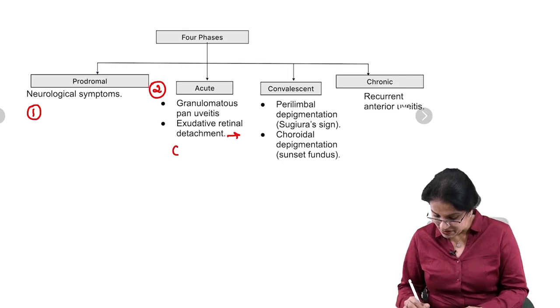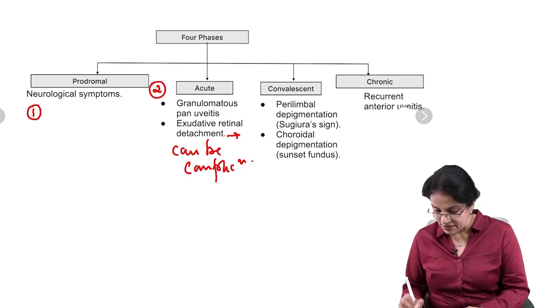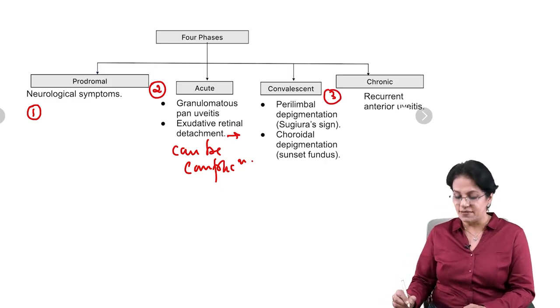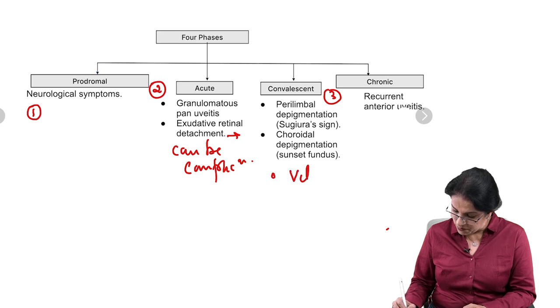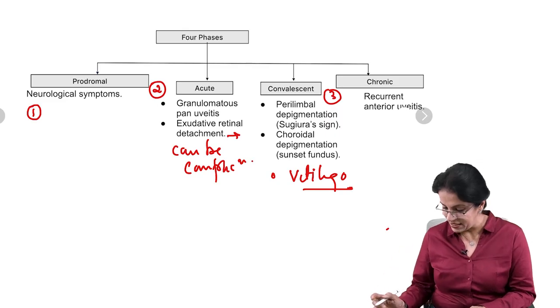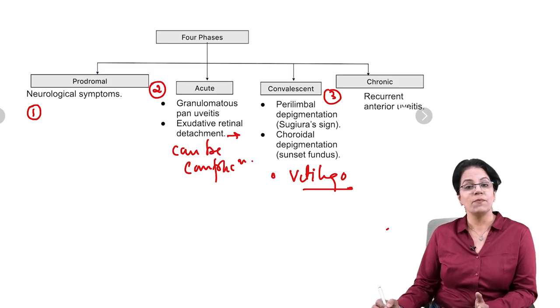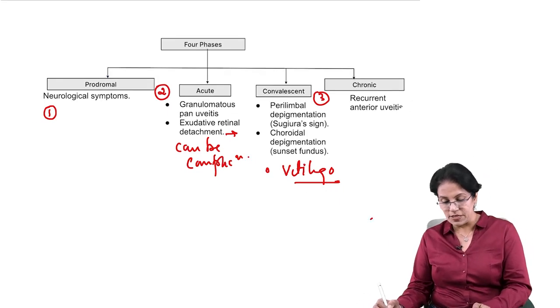It can be a complication. It's not like every time you're having it, but it can be a complication. Then we have the convalescent stage, and here we have learnt about Sugiura sign, sunset glow fundus, and we should also know one systemic feature as vitiligo. Of course, this is not an ocular feature. And then, of course, recurrent anterior uveitis. Okay? Now we talk about treatment.